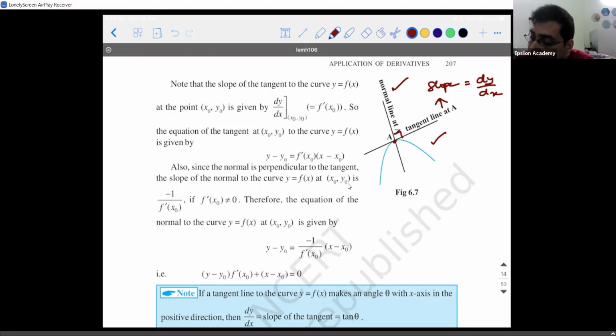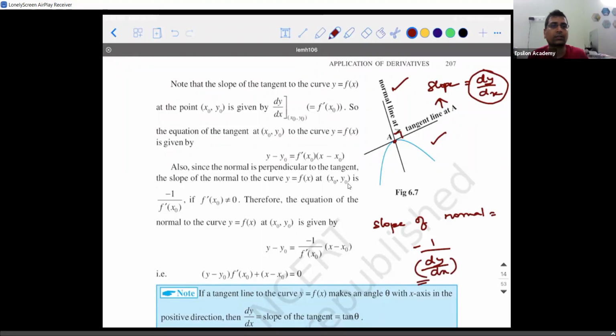So if the slope of a tangent is dy by dx, then according to mathematics and straight lines, what is going to be the slope of normal? I'll give you. It is minus 1 divided by dy by dx. But how did I write this? It comes from the basics of your straight lines. So let's revisit the straight lines concept and see.